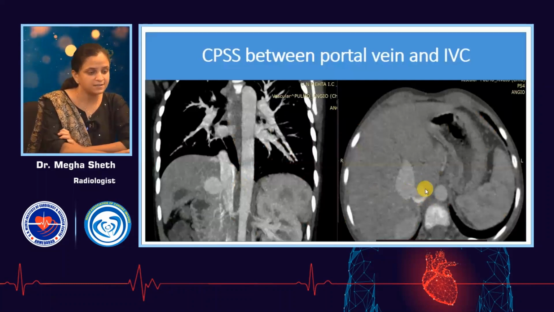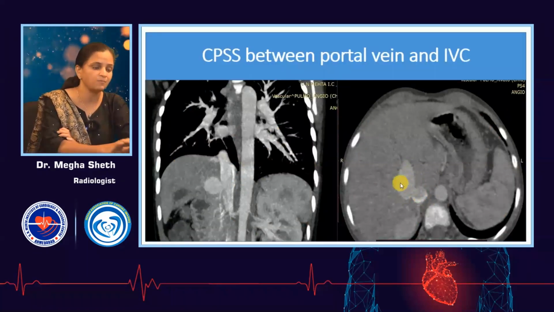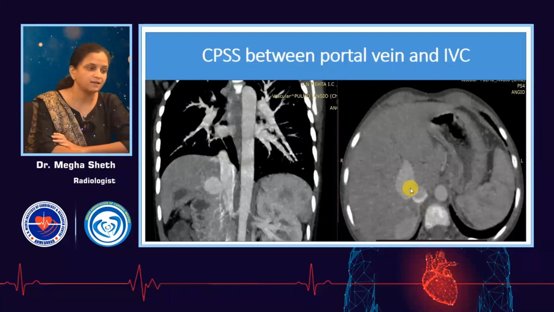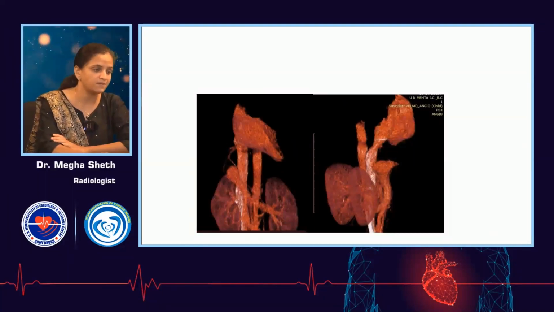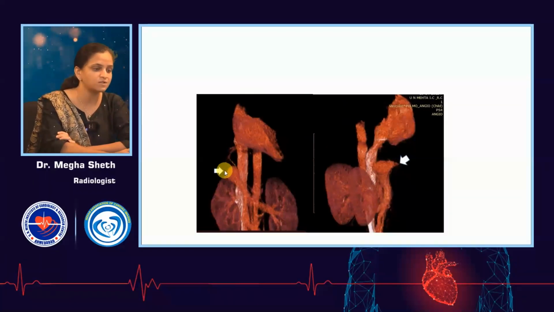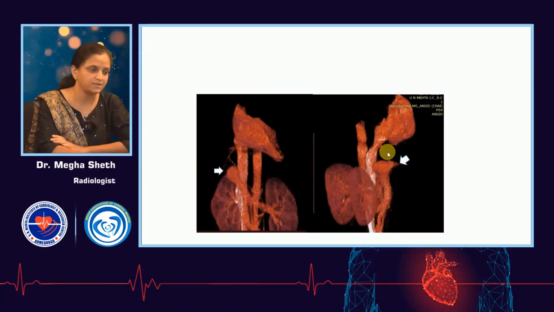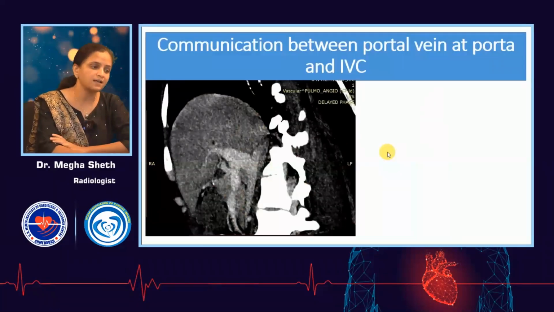We can see here, this is the IVC, this is the portal vein, and this is the aneurysmal communication. This was another case of congenital portosystemic shunt. The VRT image of the same case, we can see the arrows demonstrate beautifully the aneurysmal communication between the portal vein and IVC.